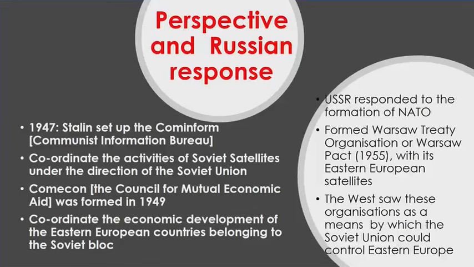You'll notice that a great deal of what we've actually focused on has been a look at America's response to the situation. But when we study history, we need to ensure that we look at multiple perspectives. And so it's so important for us to have an understanding of a Russian response within the period as well. All right. So if we have a look at the Russian response and the Russian perspective, in 1947, I need you to remember that Stalin sets up the Cominform, which is the Communist Information Bureau. Its aim was to coordinate the activities of Soviet satellites under the direction of the Soviet Union.